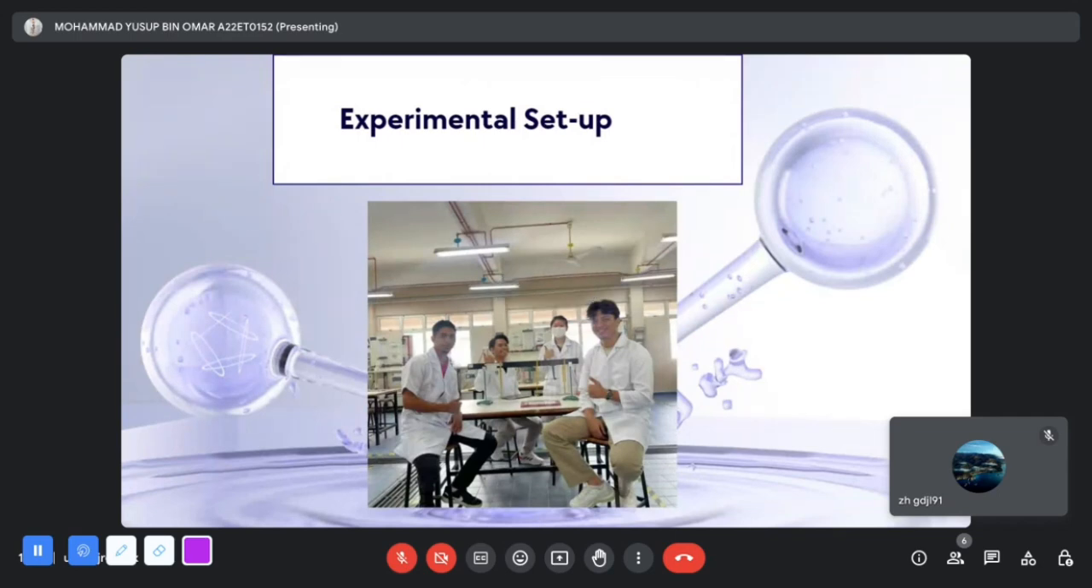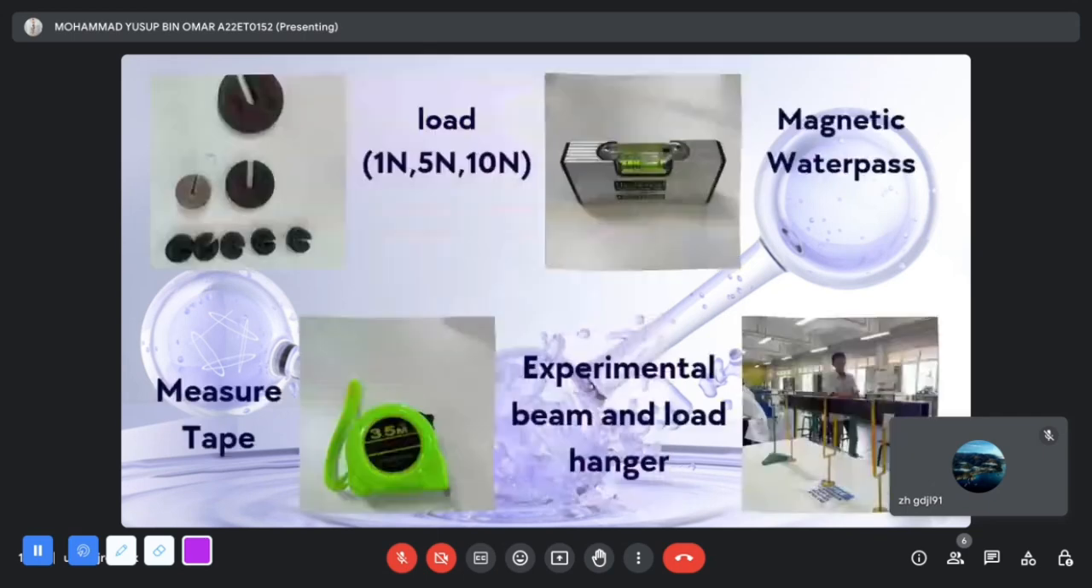So for the experimental setup, we have loads of 1 Newton, 5 Newton, and 10 Newton. Other than that, we have a magnetic water pass. Next, we have a measuring tape. And lastly, we have the experimental beam and load hanger.